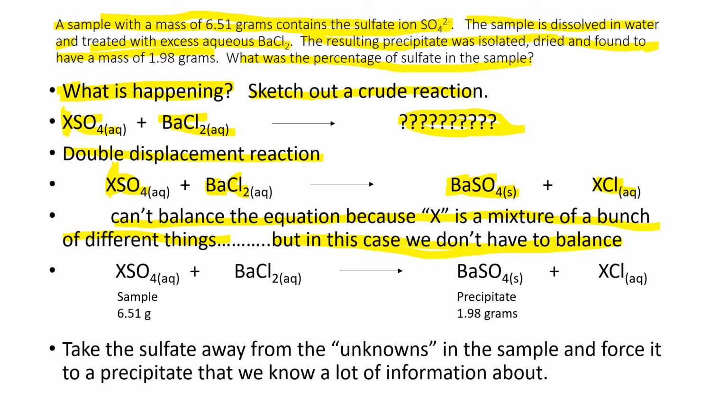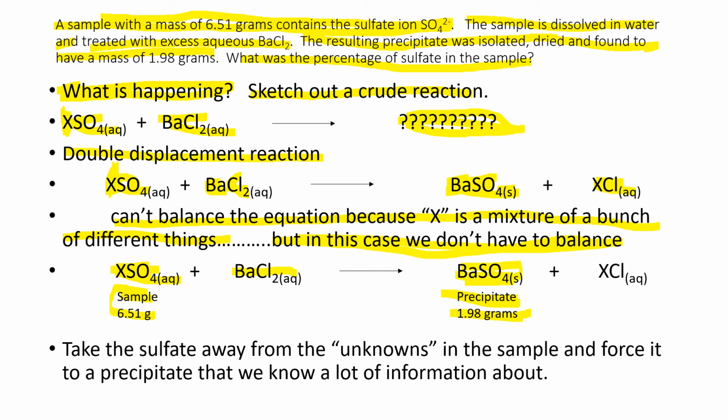Well, I know things about my sample. It's got a whole bunch of things with sulfate, and it weighs 6.51 grams. We reacted it with the barium chloride. What ended up forming? Well, we ended up forming barium sulfate. We decided that was our precipitate, and we know something about that precipitate. We know the mass of that precipitate.